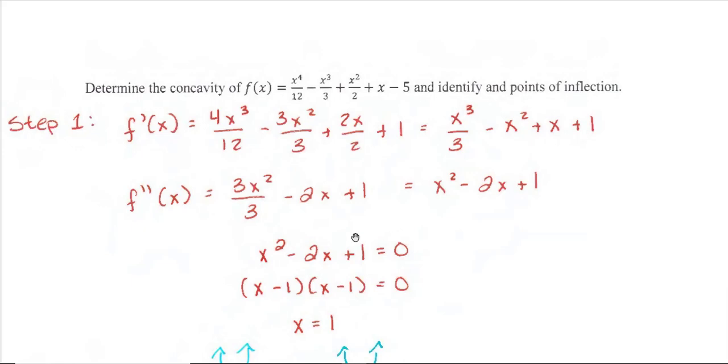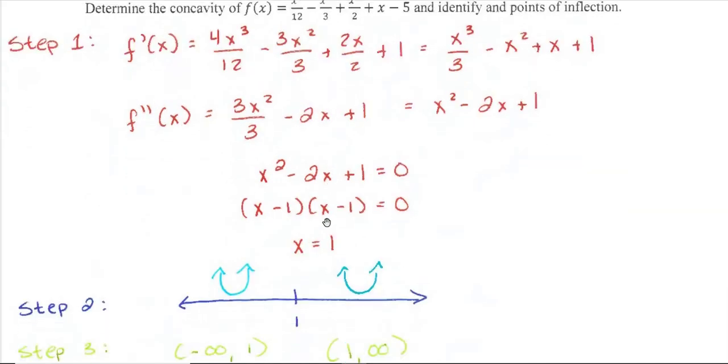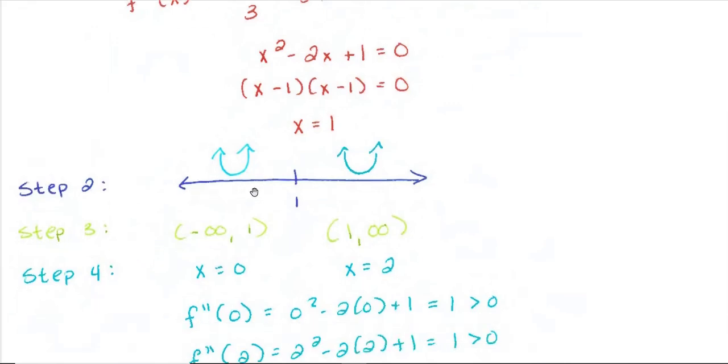I'll set that second derivative equal to 0, factor, and set the factors equal to 0 to realize I have one critical point of the second derivative, and that's going to be 1. So in dark blue here, I labeled my number line with just this one critical value. So my intervals are going to be negative infinity to 1 and 1 to infinity.